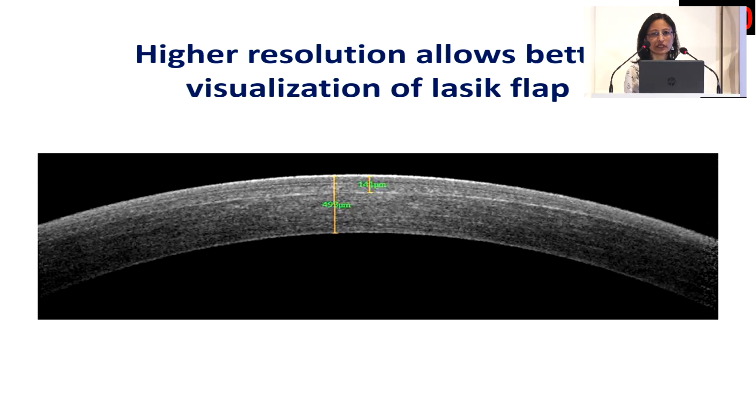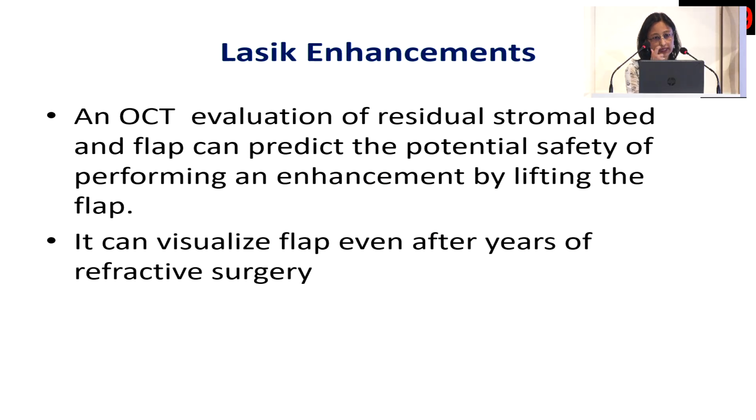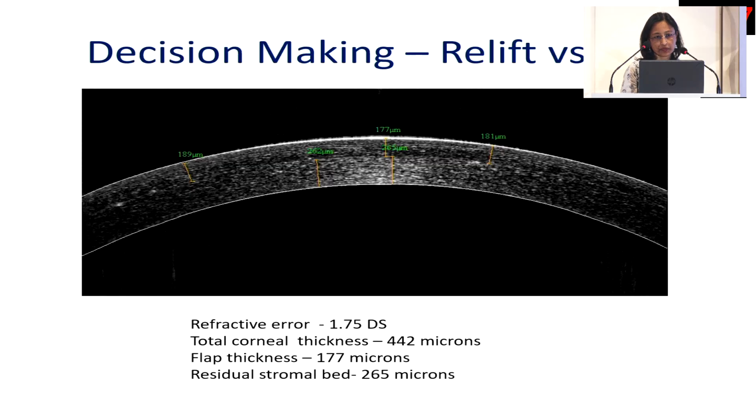Now, post-refractive surgery, even the whole extent of the flap is very clearly visible on high-resolution OCT, even after years of surgery. And this feature is very useful when we plan LASIK enhancements. For example, in this patient, the patient came to us 10 years after the primary LASIK surgery with a refractive error of minus 1.75 diopter spherical, and patient wanted resurgery. Now, to plan the resurgery, we need to know how much residual stromal bed thickness is there, whether that allows us to treat this power or not. The residual stromal bed in this case was just 265, so it's not safe to relift the flap, so we proceeded with the surface ablation.